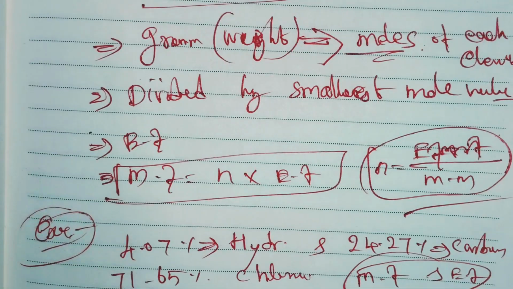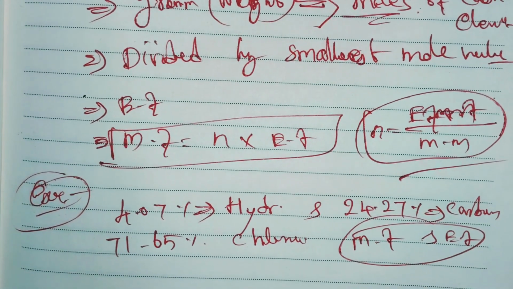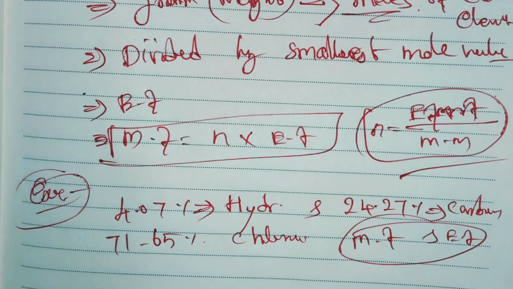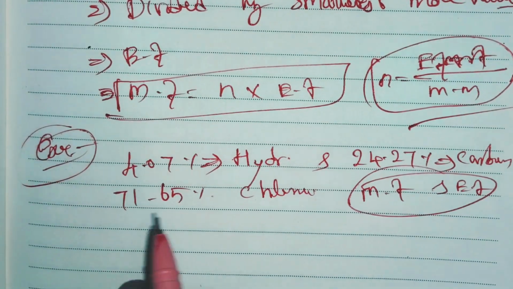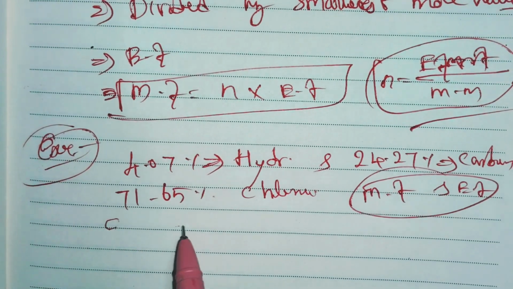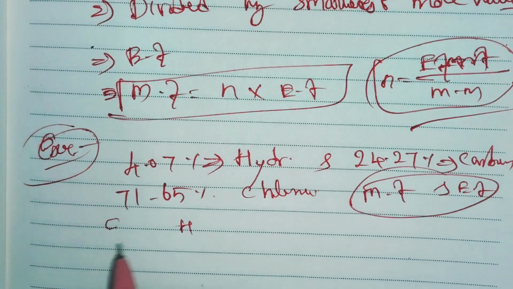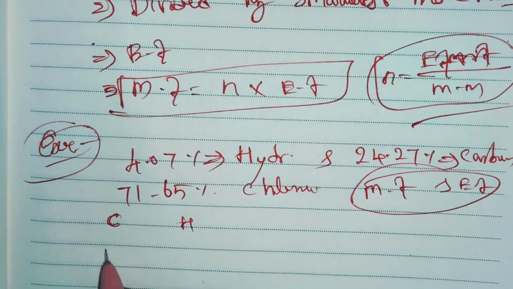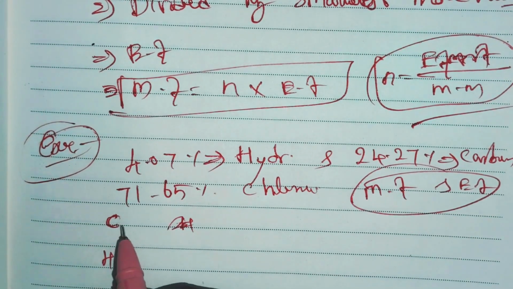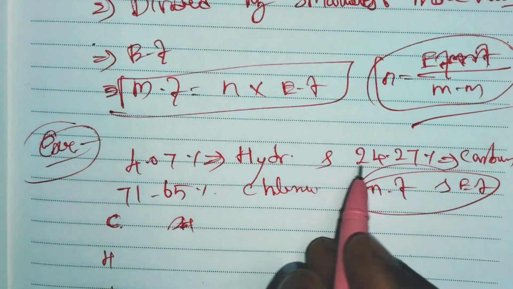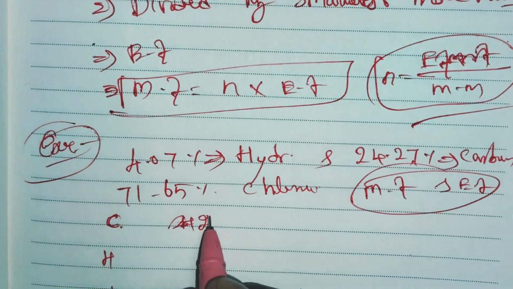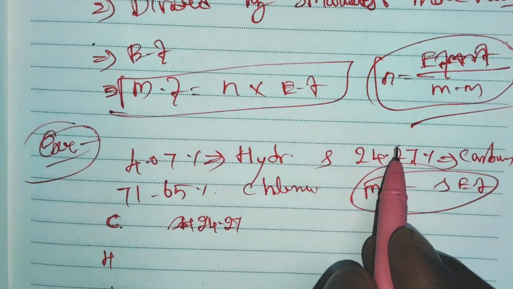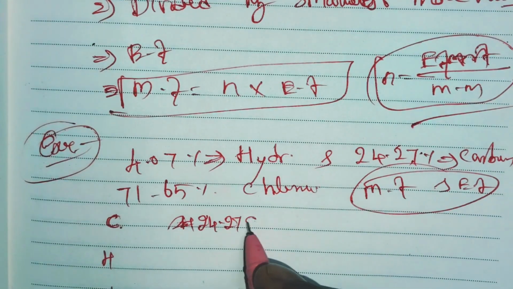Okay, so we can go to the very easiest way of finding the molecular formula as well as the empirical formula. Here I have written carbon, hydrogen, and chlorine vertically. Initially, how much percentage of carbon is there? It's 24.27 percent. We can go to the percentage to gram conversion.